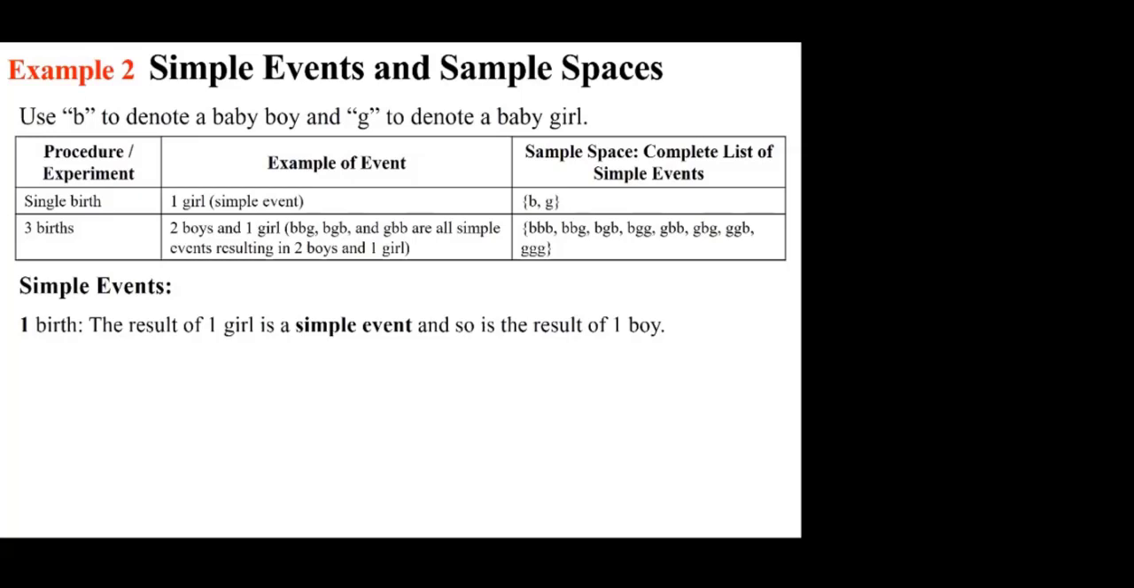It's important to see that if we say 2 boys and 1 girl, there are different ways that it can happen. So just for the sake of argument, what do we mean by BBG? That means the first is a boy, the second is a boy, and the third one is a girl. But what do we mean by BGB? The first one is a boy, the second one is a girl, and the third one is a boy. And so I think everybody gets the picture.